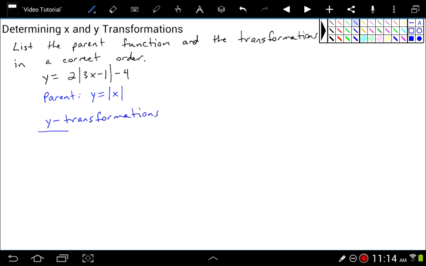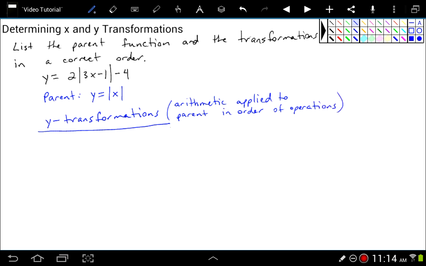The y transformations, basically the way to think about those is, they're very simple actually. These are much easier than x transformations. You look at the arithmetic applied to the parent function in order. So you just basically do the order of operations on the parent function.